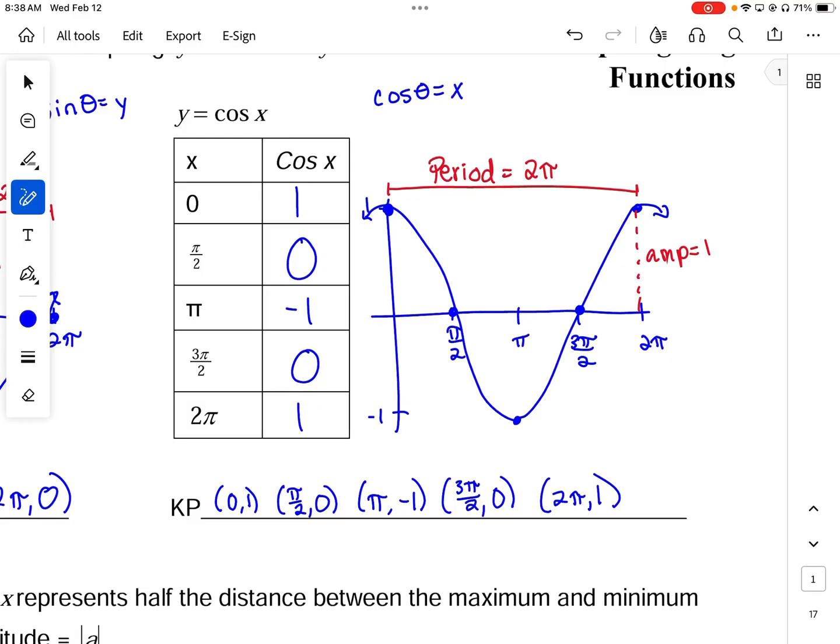So those are the key points. So we have 1, 2, 3, 4, 5 key points that make up one cycle. And that cycle continues and follows that squiggly up and down, up and down, up and down with a smooth graph.